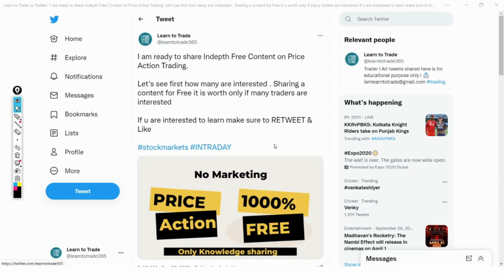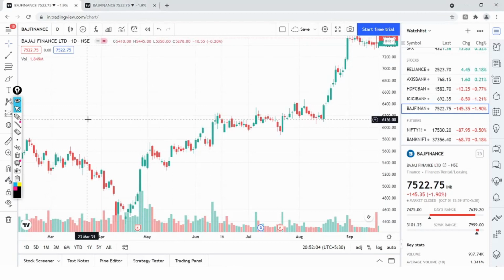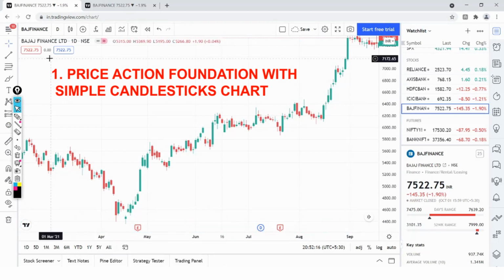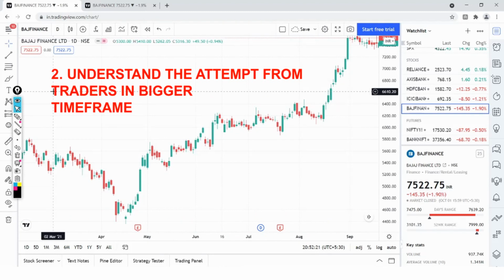So today in terms of price action, I will use a simple chart. First of all, we will make sure to understand the price action foundation with a naked, simple candlestick chart. Secondly, I will try to share how to understand the attempt from traders.